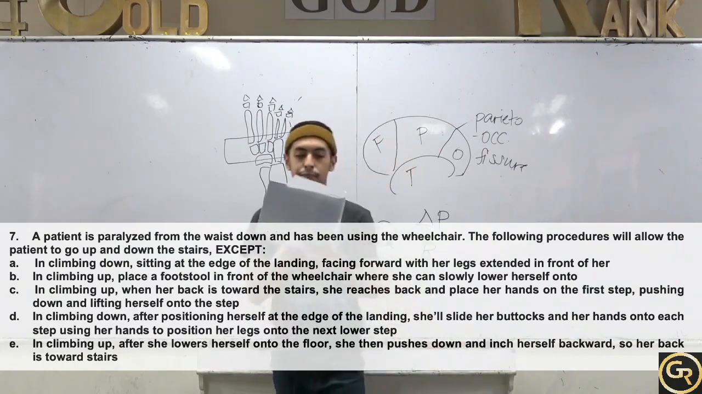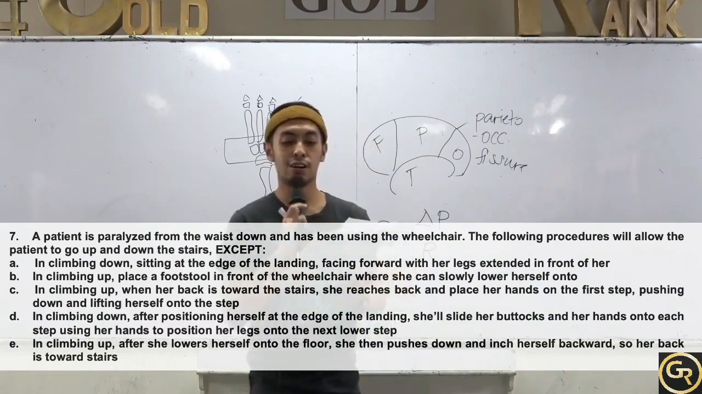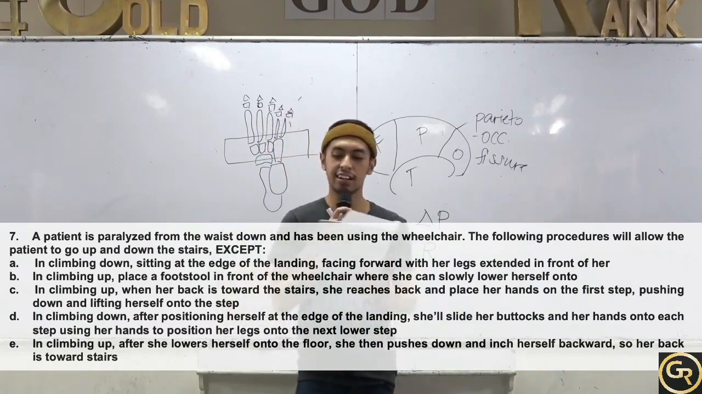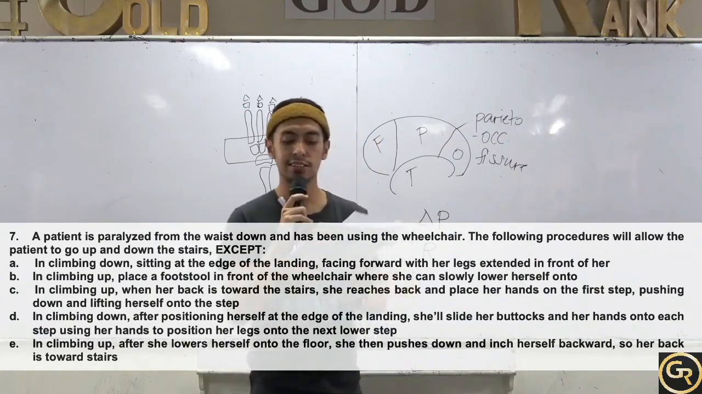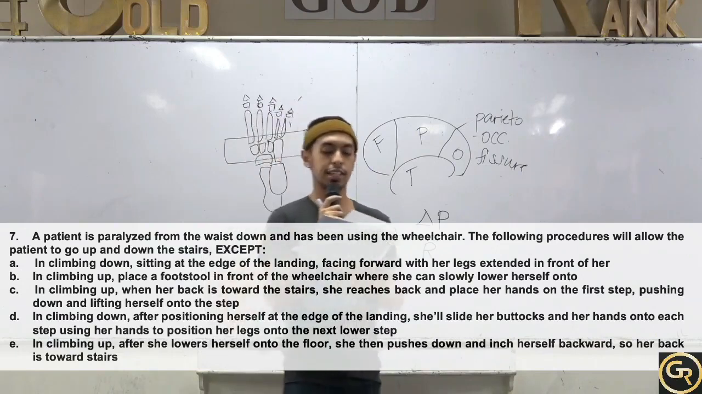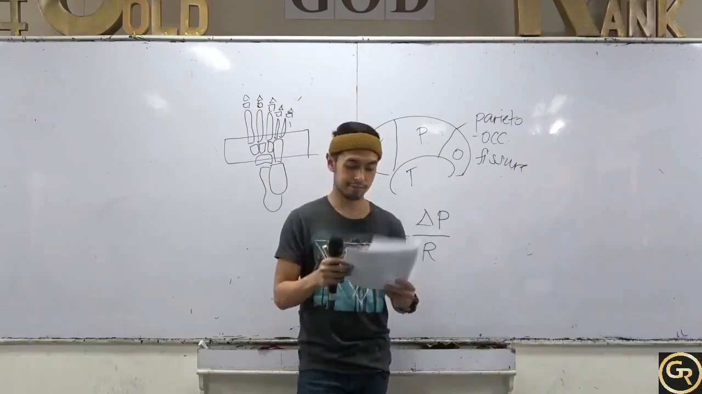Okay? So for number 7, it should not be sliding. Instead, they should lower the buttocks and her hands onto each step, while using her hands to position her legs onto the next lower step. Okay? So for number 7, it's letter D. Letter D.